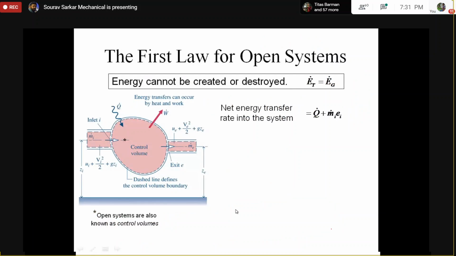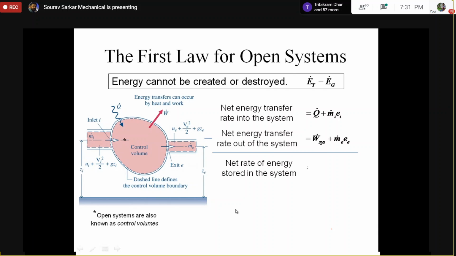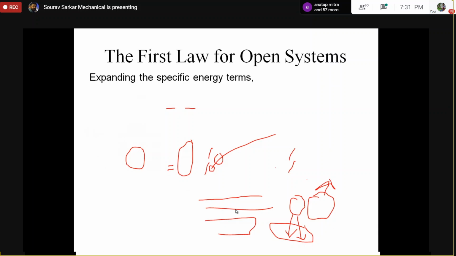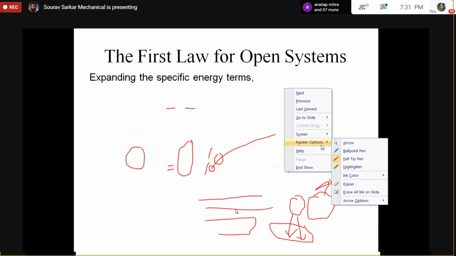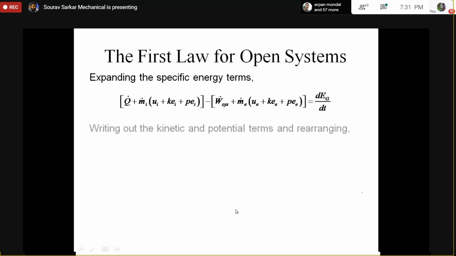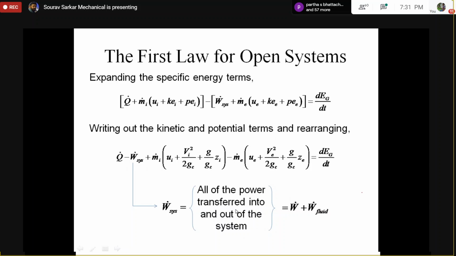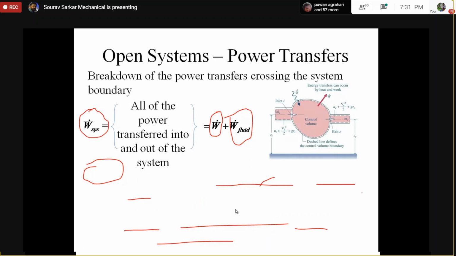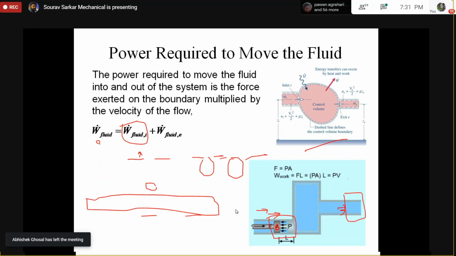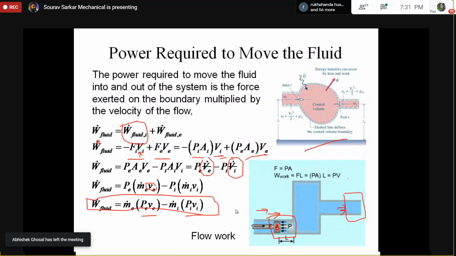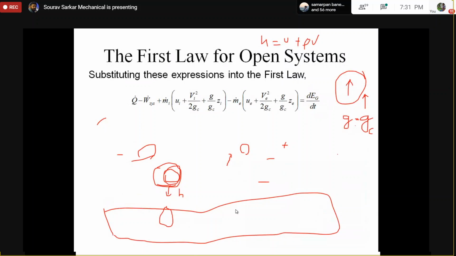So it is the energy into the system, it is the energy out of the system. If we subtract it, I will get this expression. This expression will lead me to this equation. Now if I expand the E_I, it will give me this expression, and finally if I include the fluid work, it will be something like this. Finally I can write it like this.